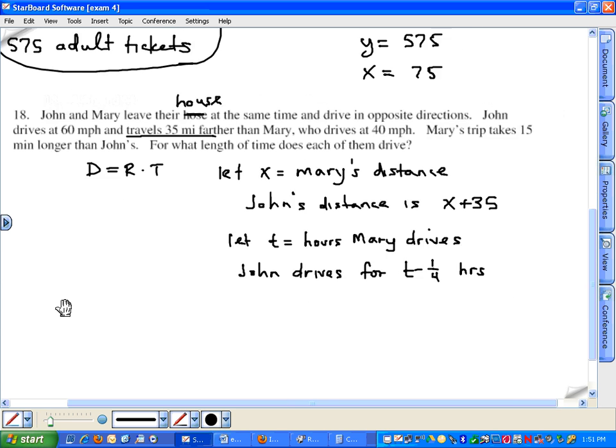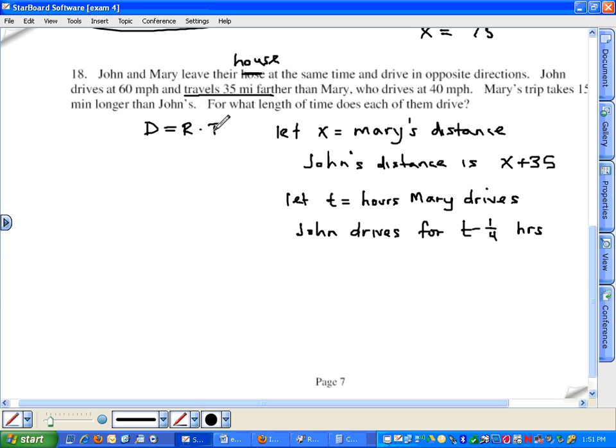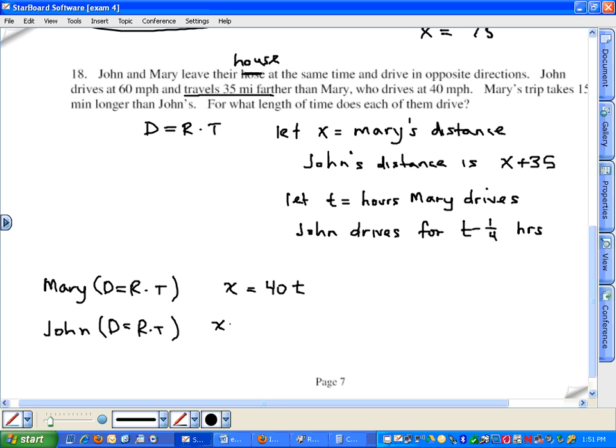So now what we're going to do is make a distance equals rate times time equation for each person. Mary, her distance equals rate times time equation. Her distance was x, her rate was 40, and the time that she traveled was t. For John, his distance equals rate times time equation. He traveled a further distance, and he also did it in less time.